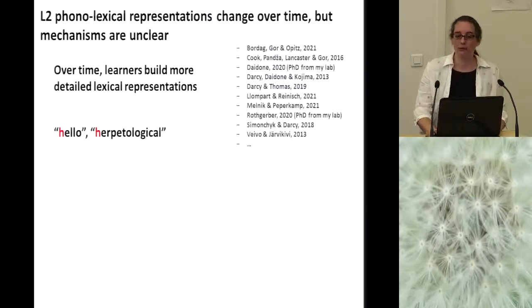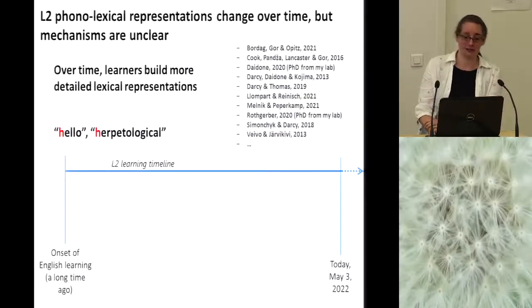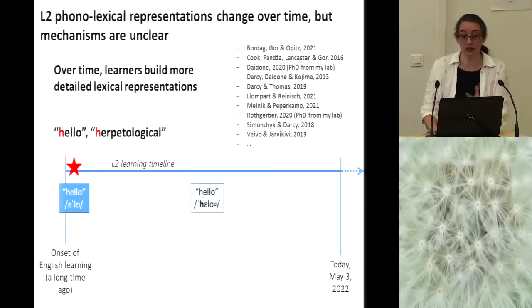And let's take two words that are very difficult for French learners of English, like hello and herpetological. Those are two words I know. I learned hello on my first day of learning English, and herpetological, because I live in Indiana, it has to do with snake science. And so you have to know about these words when you live in Indiana. And so this is my English learning timeline. So I started learning English a long time ago, and I learned hello very, very early on. And maybe my representation was French accented, as I explained. And then by today, in 2022, I know hello, maybe in a different way. I don't know when this happened, but it did, I think.